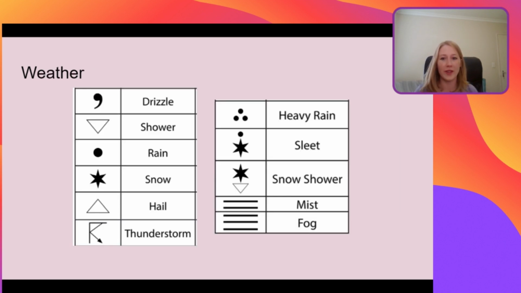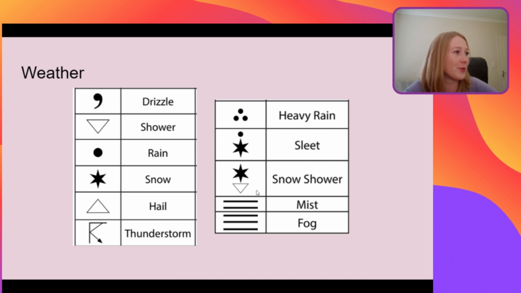And then we have weather. These are some of the symbols that I have made note of. So a little comma is drizzle, triangle is shower, dot is rain. I always like to test the thunderstorm one because I think it looks really cool. It's like a R with a zigzag.